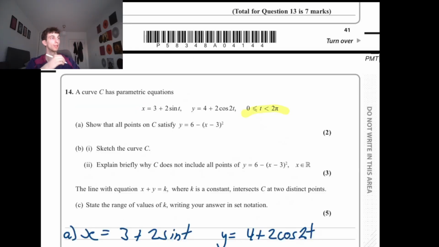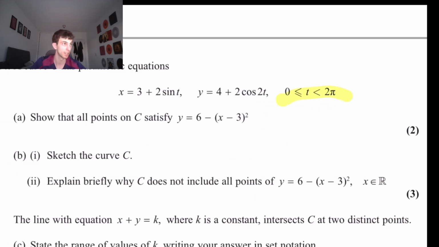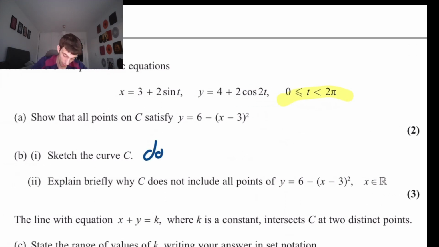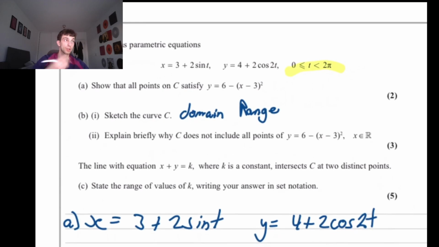Okay, so moving on to part B of this question. For part B(i), we have to sketch the curve C. So we're sketching the curve C. What do we care about? So we're going to move back to that important highlighted piece of information that t, the restriction of t, must be larger than or equal to 0 and less than 2 pi. So when sketching any curve, like in function questions, what do we care about? We care about the domain, and then we also care about the range. These are the two things we care about when sketching curves. So first things first, let's find the domain and the range given our restriction on t.